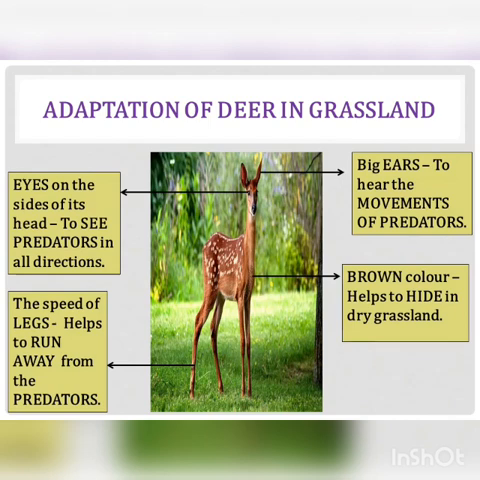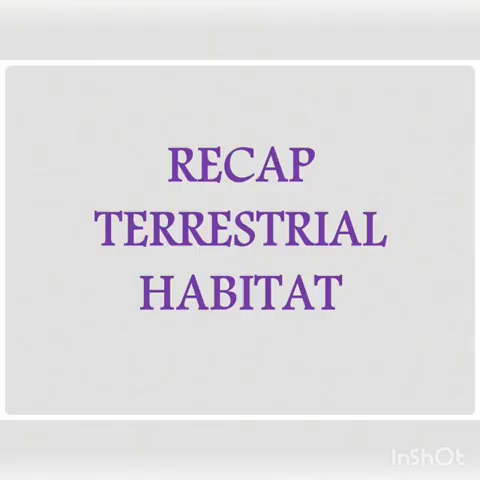The deer has brown color to hide in dry grasslands. The deer has strong teeth for chewing food like hard plant parts. So, let's recap the topic by watching the video. Thank you, students.